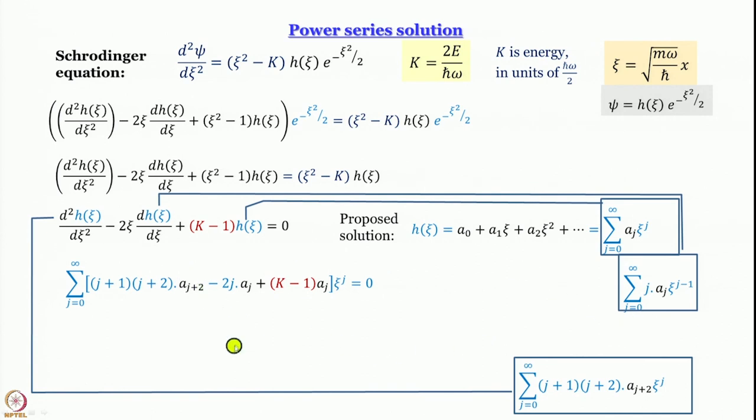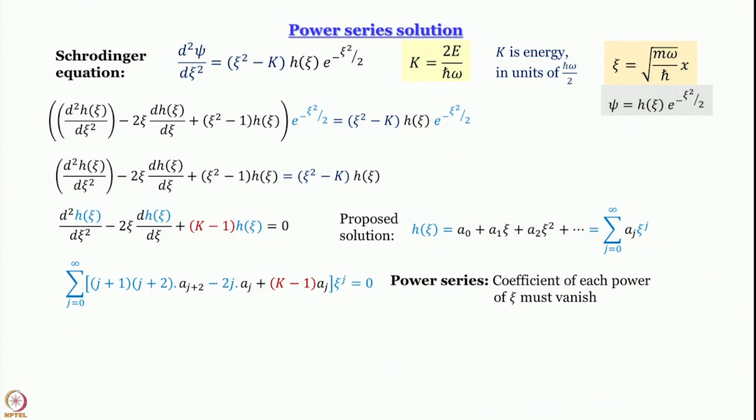This comes from here. Do not forget, we have taken xi to the power j common outside the bracket, plus we get k minus 1 multiplied by a j. So, this is the expression that we get. And now, we will use the property of a power series. When we have a summation like this, where we use the jth power of the variable and we sum from 0 to infinity, it is imperative that the coefficient of each power of xi has to vanish.